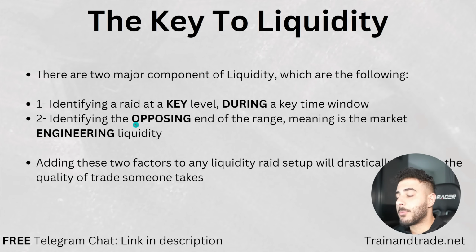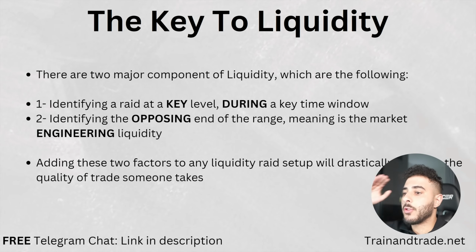Now, also, number two, and I think this is one of the most important parts of it, and I would argue this is potentially even more important than number one. Obviously, it's 1A, 1B for me, but identifying the opposing end of the range, meaning is the market engineering liquidity? You have to identify when the market is potentially engineering liquidity, because if it takes liquidity from one side, it has to pair orders on the opposing side. And I'm going to show you guys examples as we move forward.